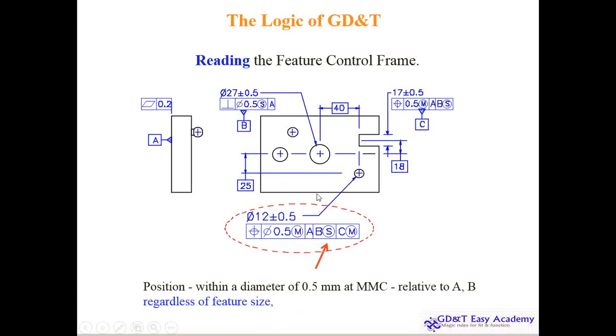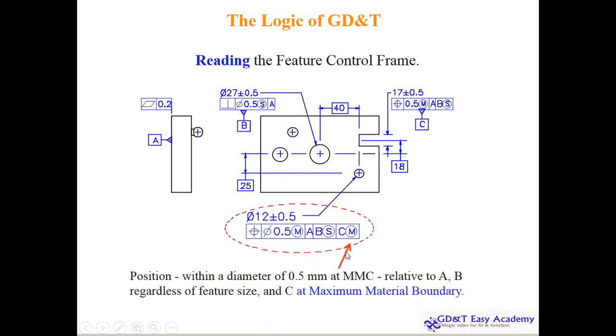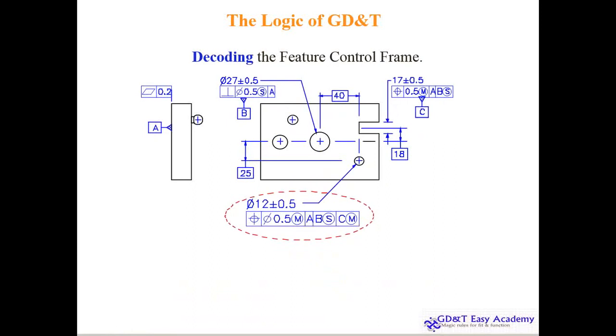That means only axis, because this is axis deviation, right? Opening of the axis. And the C is the maximum material boundary, not maximum material condition, MMC. This is MMB. This is MMB. And now let us decode it.